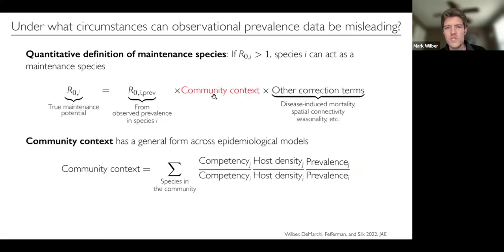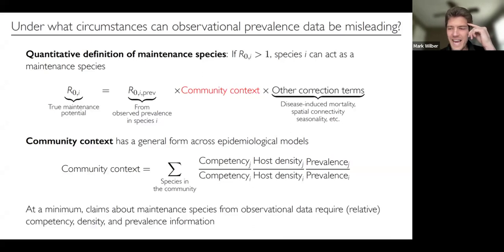Now, one of the interesting results, though, is this community context, so I'll call it like a correction factor, was actually really general across a wide range of epidemiological models. And this community context depended on 3 major streams of data: relative host competency, relative host density, and relative prevalence.